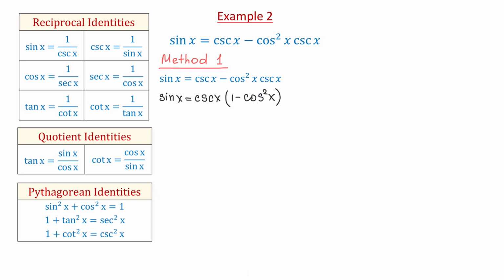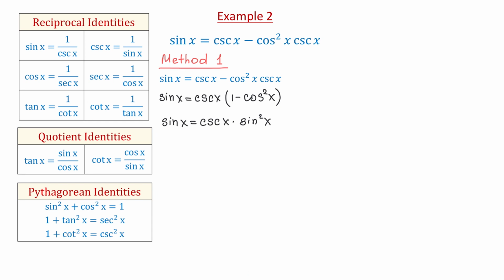Now let's take a look at the first Pythagorean identity. This is sine squared of x plus cosine squared of x equals 1. In this identity, if we take 1 and we subtract cosine squared of x, then we will get sine squared of x. So then we will replace 1 minus cosine squared of x with sine squared of x. Then on the left side we will have sine of x, and on the right side we will have cosecant of x times sine squared of x.